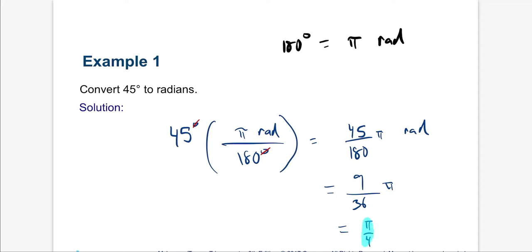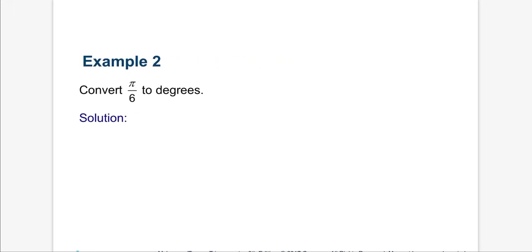So that's how you would convert from degrees to radians. You multiply by this ratio. You get the units to cancel out, and then you're left with the radians, which is what we wanted. All right, let's try this one.